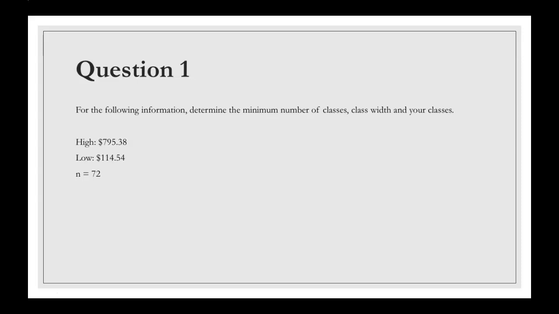To do that, we need to know the maximum number, the high number of our data set, the low number, the minimum, and then how many pieces of data are in our data set, right? So our N, or our sample size, is 72. So the first thing we want to figure out is the minimum number of classes.